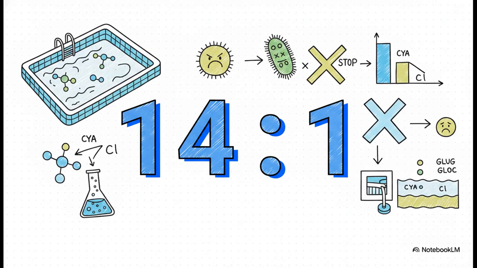If your CYA is creeping up, you either have to drastically raise your chlorine levels to compensate, or much more practically, you just have to lower the CYA. Now that we understand the severe consequences of chlorine lock, let's explore the absolute most reliable way to fix it.